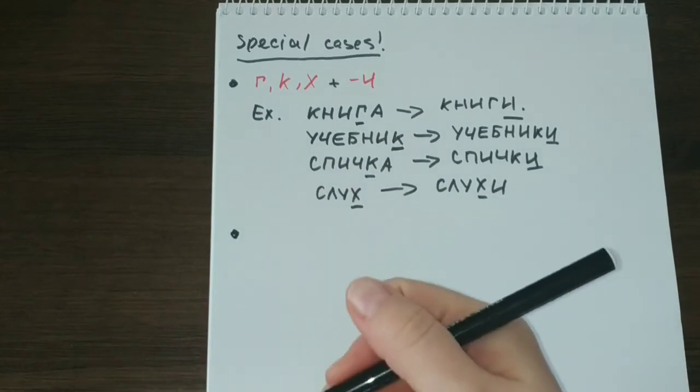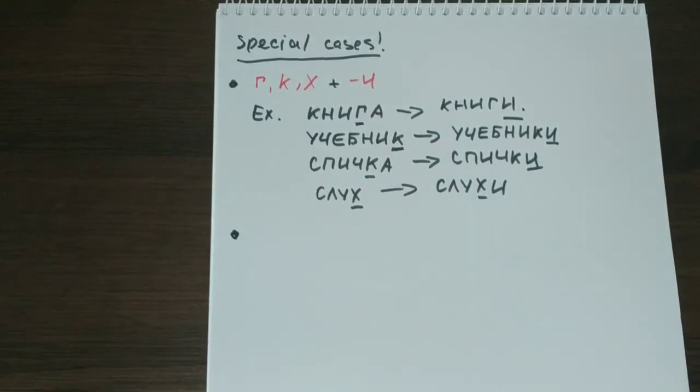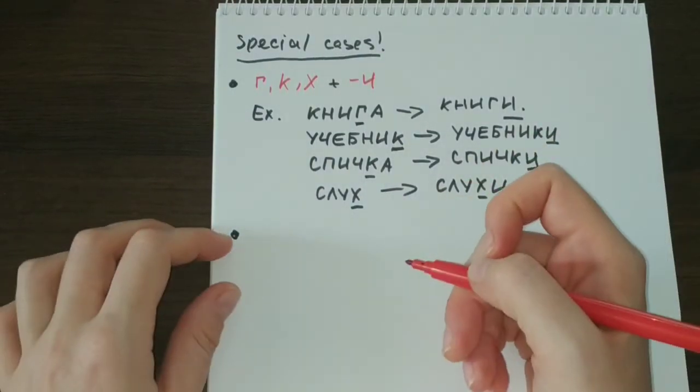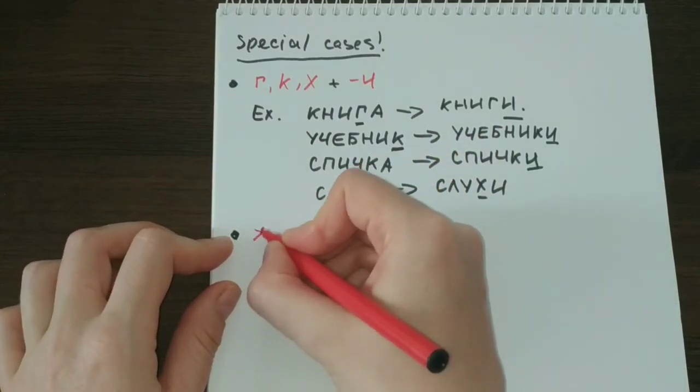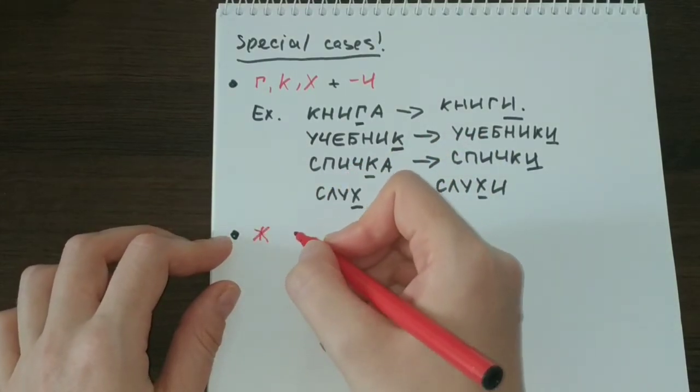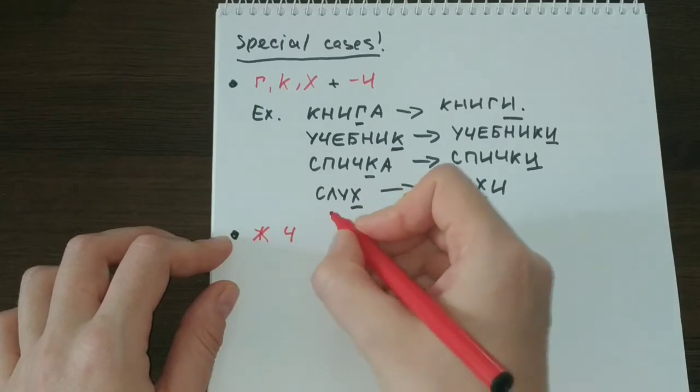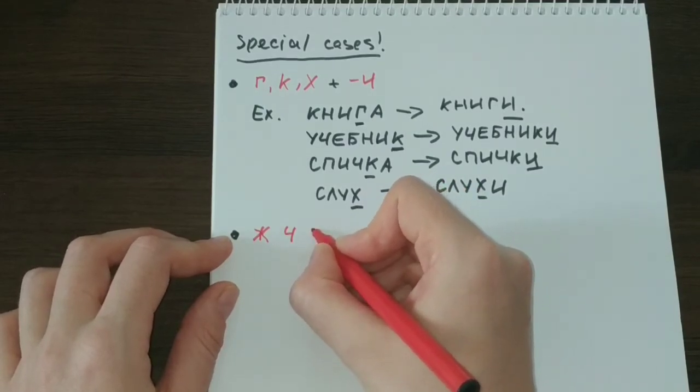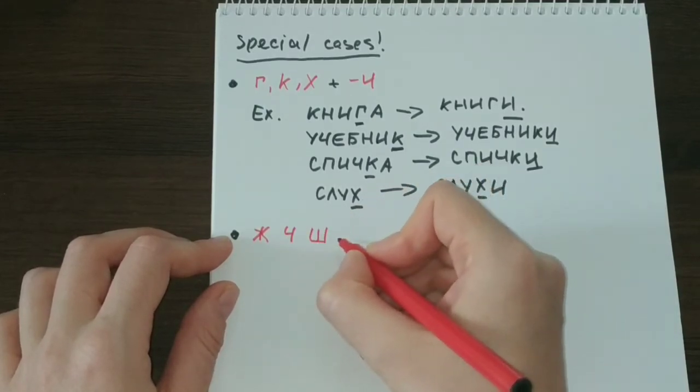So that is not the end yet. In this other special case, we have these particular consonants, which are ж, ч, ш, and щ.